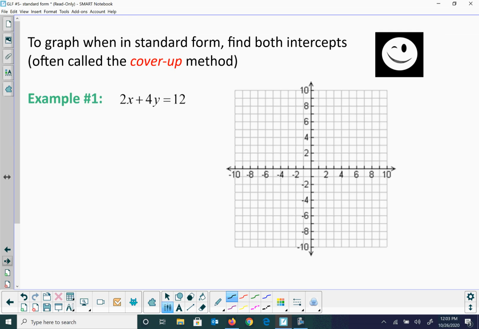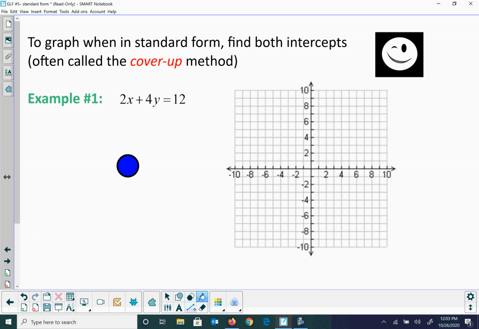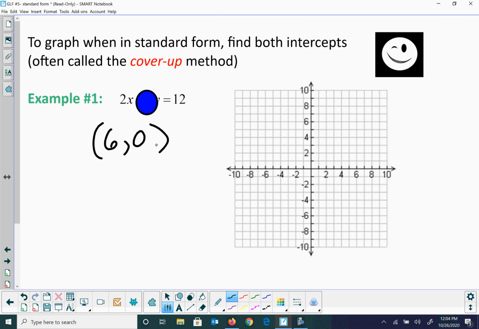Okay, so we have a fun way that we're going to work with these, and we're going to do something called the cover method. Let's fill this with blue. All right, so we're literally going to cover things up. So we have to pick which one we want to cover first. So let's cover up that. So 2 times what number gives me 12? And that would be 6. So I get 6, 0.